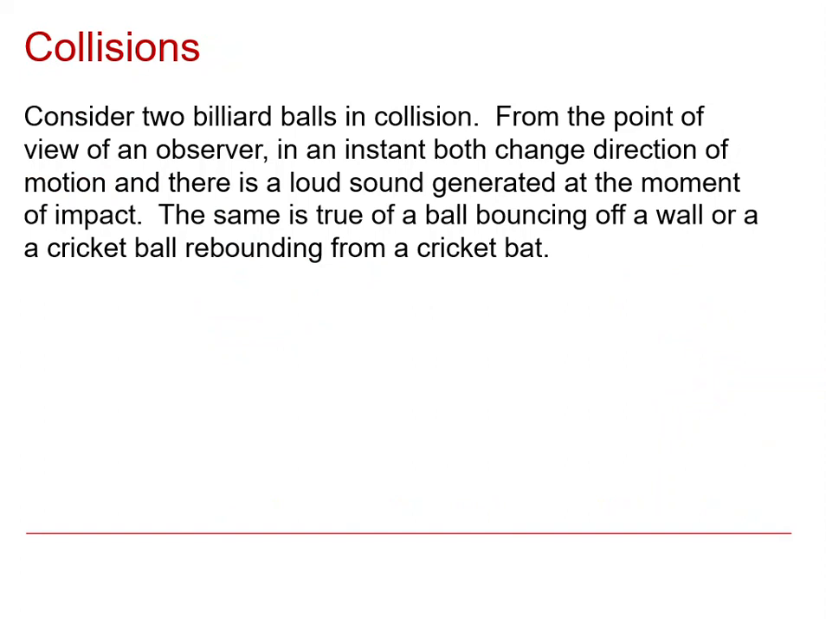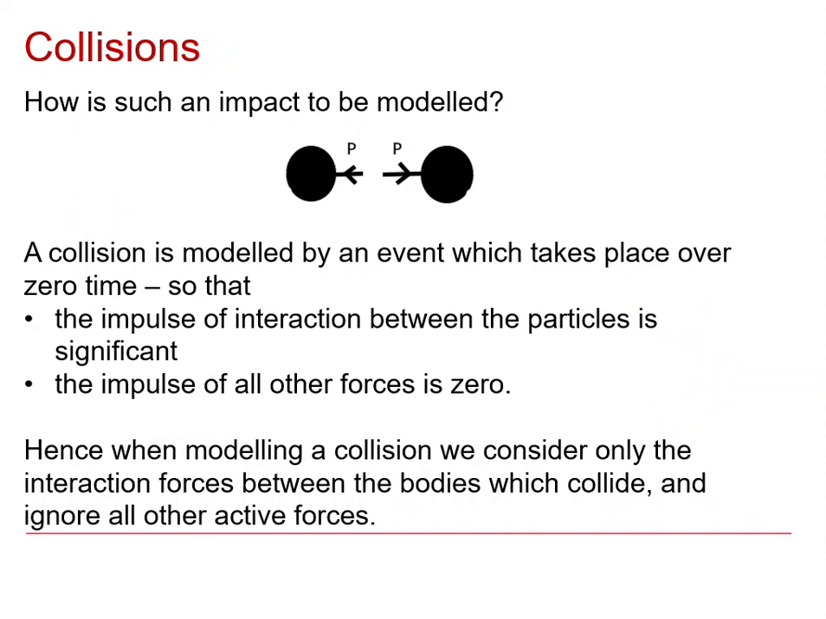In each case there's a quite sharp sound, and something happens so quickly that you'd be hard put to see it actually happening. You see what happens before and what happens afterwards. Now, how can we model this in mechanics? Well, a careful theoretical discussion could be held about this, but this is just a summary. We model a collision by saying it's an event which takes place over 0 time.